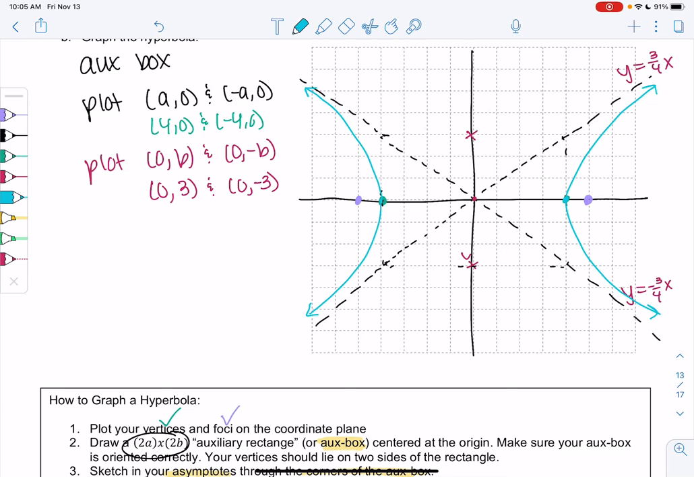And the process for vertical would be the same, right? My vertices would just be up here and we'd do the same thing. But we learned how to graph a hyperbola. I really like the aux box. I think it helps make this a lot easier.